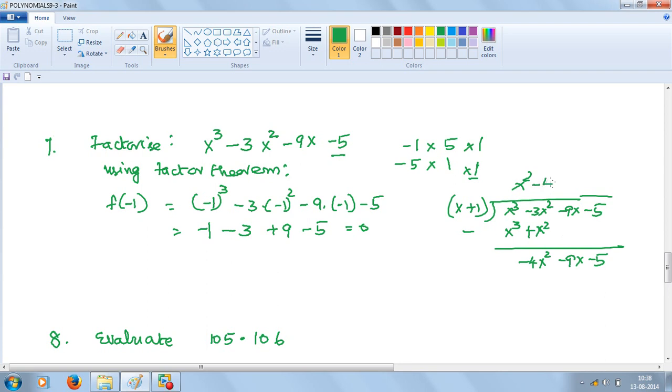Next, here we have to multiply by minus 4x to get minus 4x square. So we get minus 4x square minus 4x. The entire thing is subtracted, that you remember. This will get cancelled. Minus 9x minus, we get minus 5x minus 5. So our last factor we get is minus 5. So we get minus 5x minus 5. The entire thing is subtracted, it will become 0. So this is the quotient.